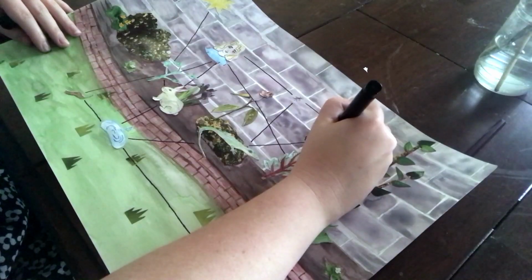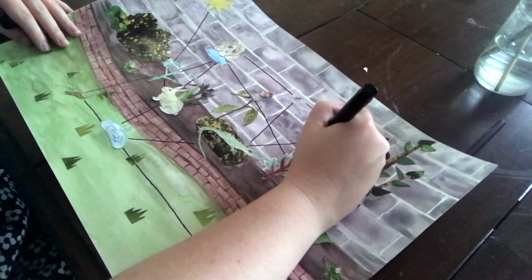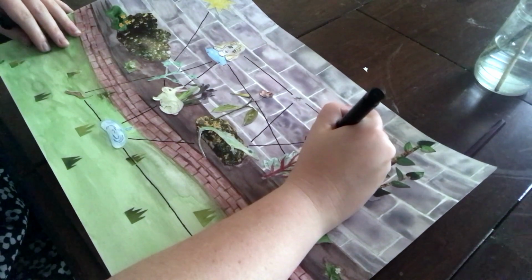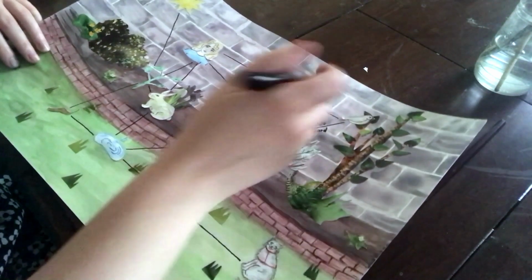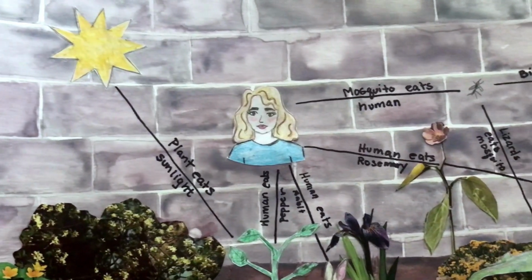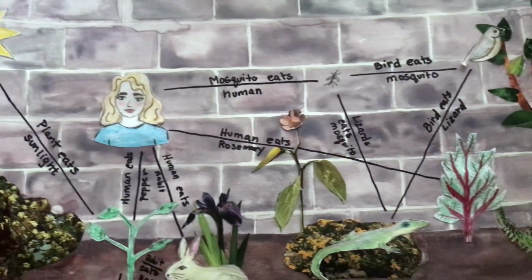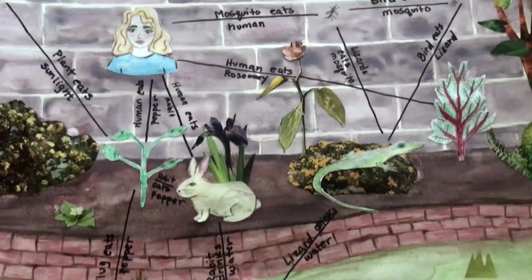Using a thick black marker, draw some lines connecting the plants and animals that eat one another. I drew a line connecting the lizard and the bird, and I wrote above it, "Bird eats the lizard." Continue making connections until your picture matches your outline. Once you finish, let your artwork dry and hang it on the wall for everyone to see.